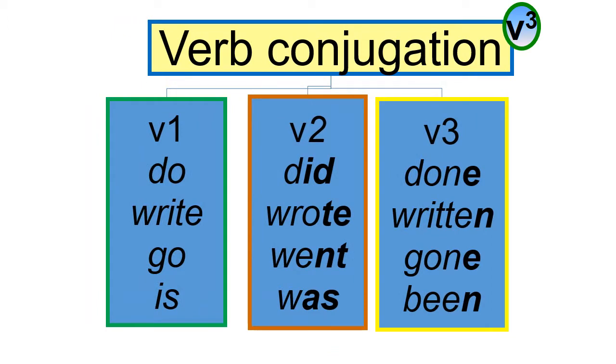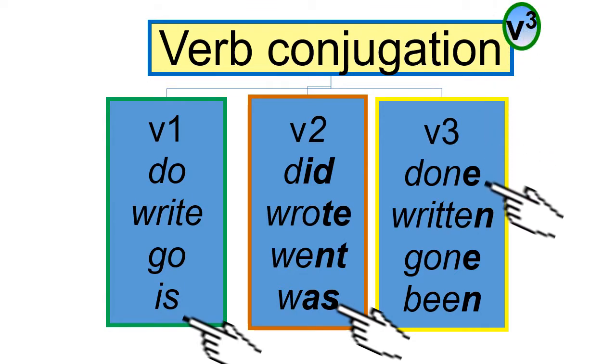Verb conjugation formula. State tenses: italic for V1 verb, italic with last two letters bold for V2 verb, italic with last letter bold for V3 verb, state verb first letter bold, be form second letter bold. V1 verb is just italic: do, write, go, is. V2 verb is italic with last two letters bold: did, wrote, went, was. V3 verb is italic with the last letter bold: done, written, gone, been.